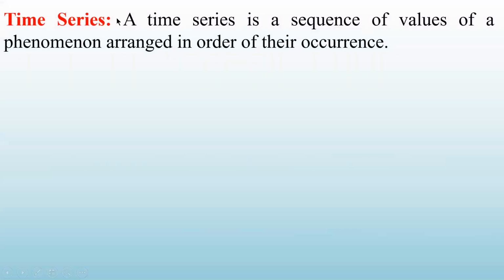Now what is a time series? See, when you arrange the data as per its happening or as per the time when it occurs, then the resulting data or resulting series is called a time series. So how do we define that? A time series is a sequence of values of a phenomenon arranged in order of their occurrence.